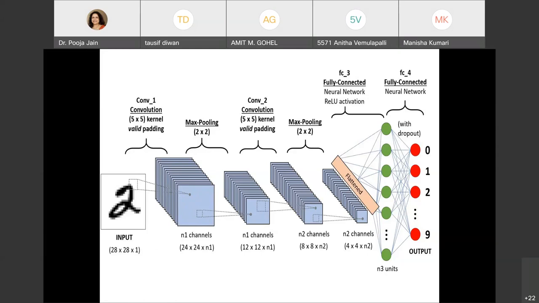Second filter is responsible for detection of vertical edge in the input. So two filters are applied. Now just imagine, with the help of one horizontal line and one vertical line, how many combinations are possible? One combination is this L shape, second is inverted L shape, third is reverse L shape, and fourth is reverse inverted L shape.